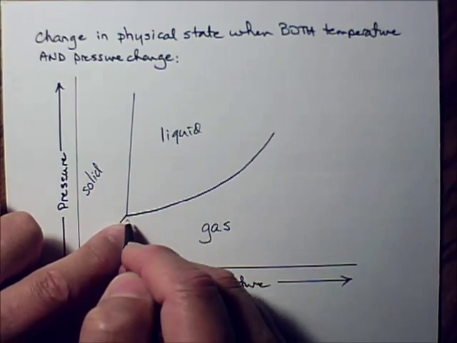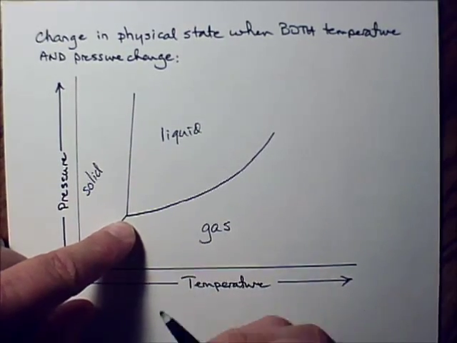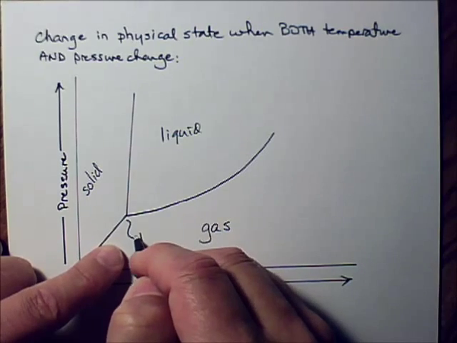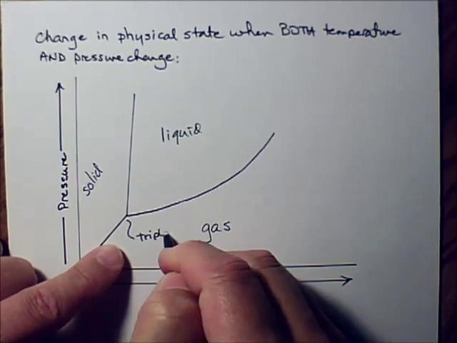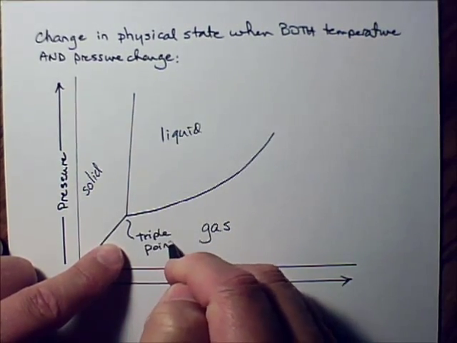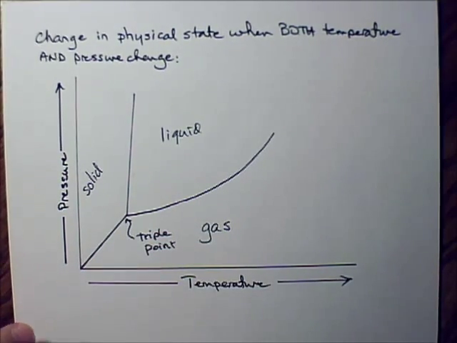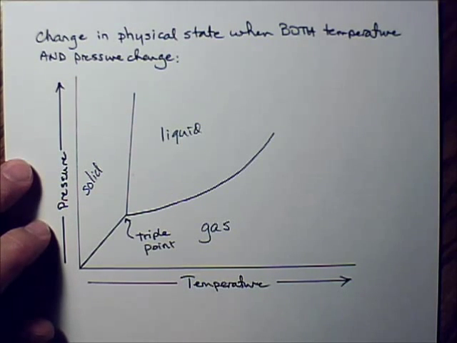Now there's a point here where I can have all 3 physical states at one time. This is called the triple point. It's the balance between temperature and pressure such that all 3 physical states can exist at the same time.